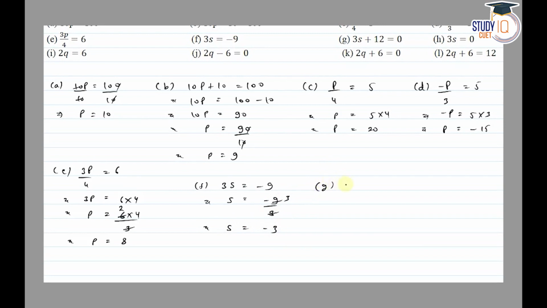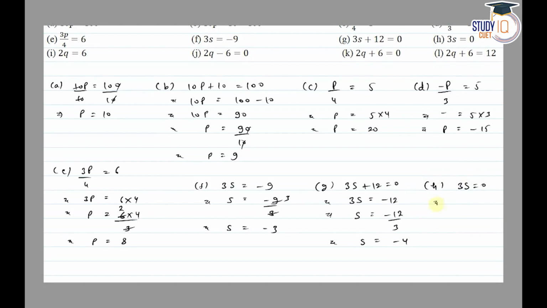Part G is equal to, G part है हमारे पास 3s plus 12 equal to 0. So 12 को हम उधर shift कर देंगे next side, so 12 यहाँ positive है, shift करेंगे इधर तो हो जाएगा negative. So हो जाएगा 3s equal to minus 12. Then 3 को इधर shift कर देंगे, so हो जाएगा minus 12 by 3. So s is equal to 3 से 12 cancel out हो जाएगा 4 time, minus 4.